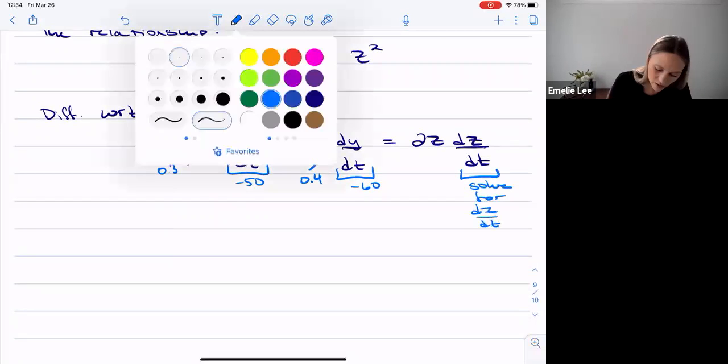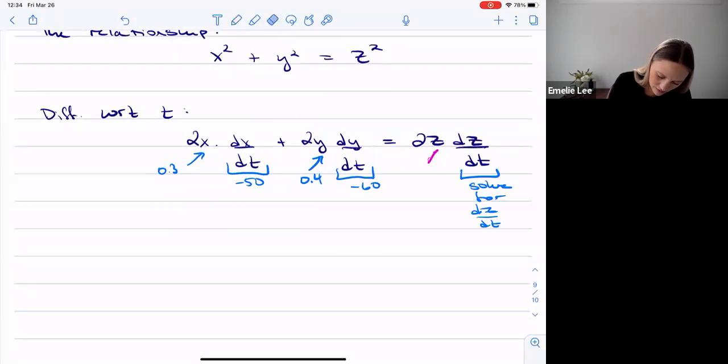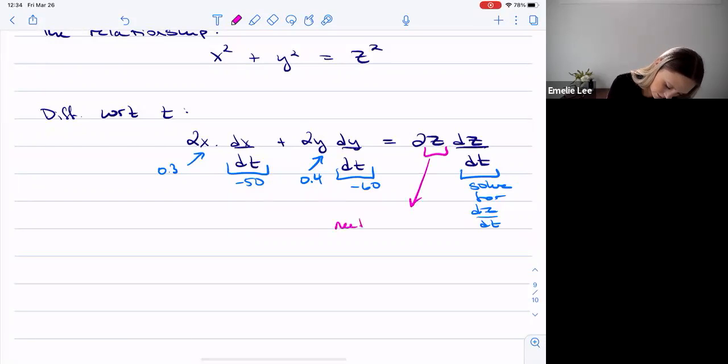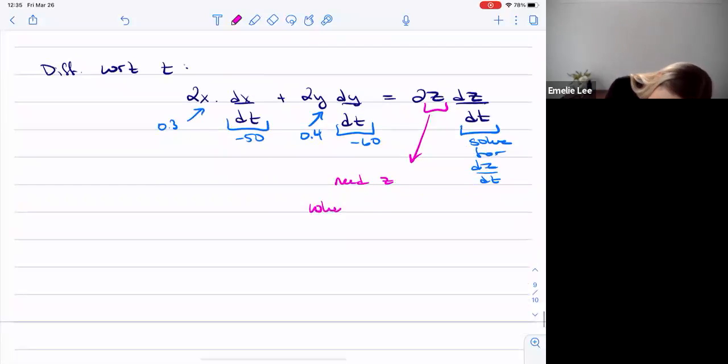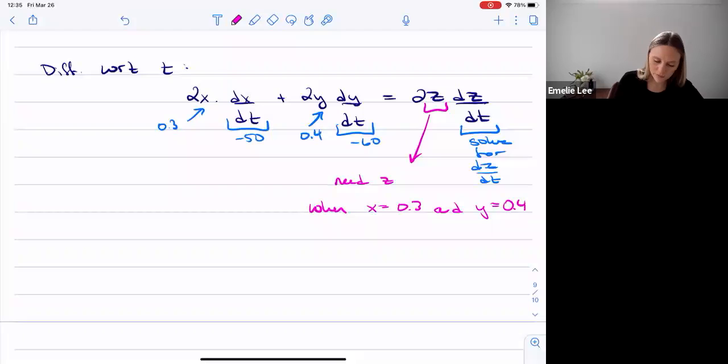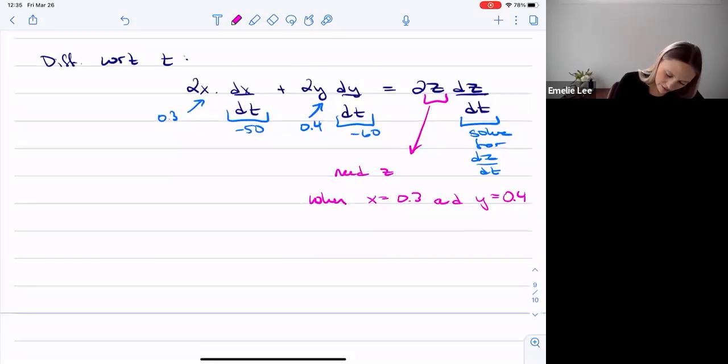So the only one that we don't know is z. We need z, but we also need x to be 0.3 and y to be 0.4. So using that original equation, x squared plus y squared equals z squared, I can find what z is. So we need z when x is 0.3 and y is 0.4. So let's do that here.